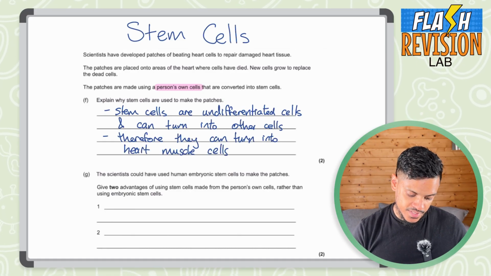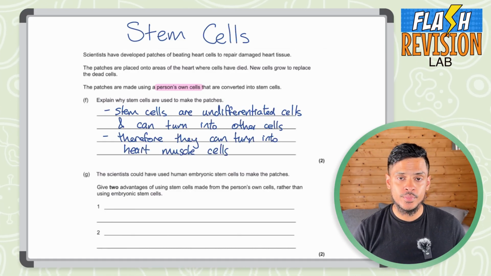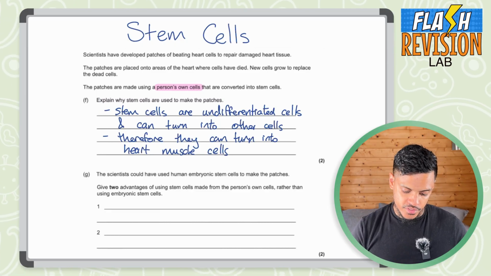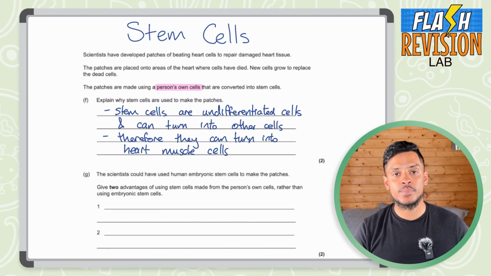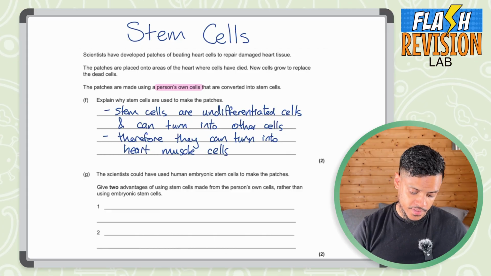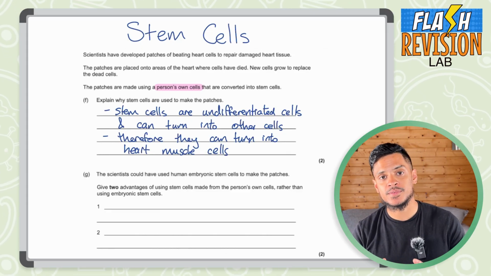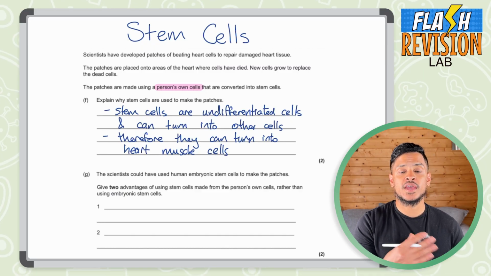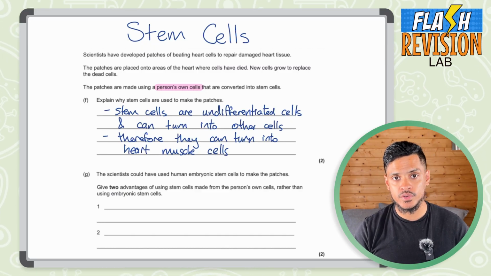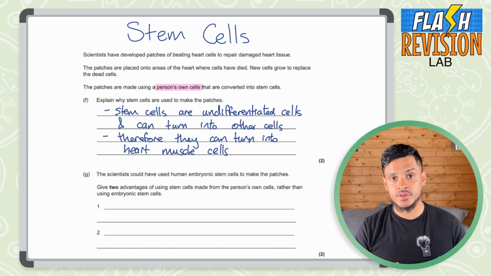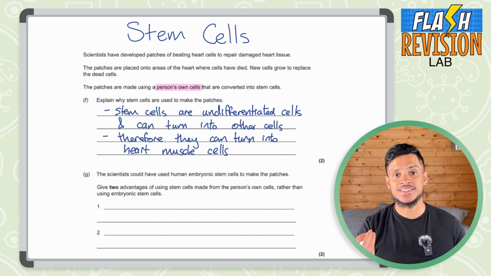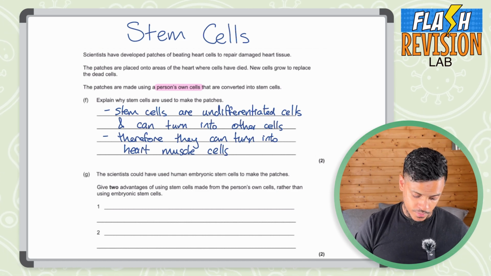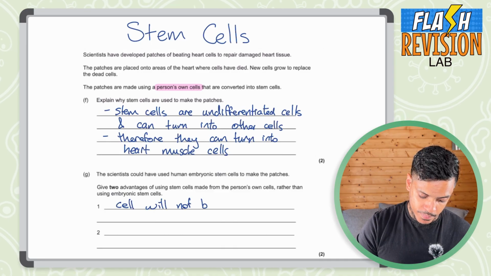Second part of the question, the scientists could have used human embryonic stem cells to make the patches. 2 advantages of using stem cells from the person's own cells rather than embryonic stem cells. So why is it better for them to use their own cells rather than using embryonic stem cells? What's so good about using their own cells? Because it's their own, it has the same DNA as them. The cells won't be rejected by the body. So that's one point we can say. The cells will not be rejected.